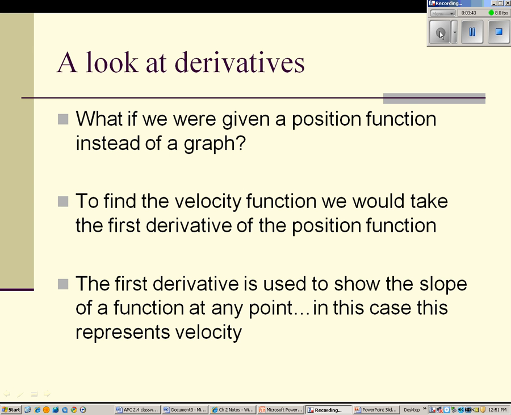So this last sentence says the first derivative is used to show the slope of a function at any point. In this case, it represents velocity. We take the first derivative of a position function or a displacement versus time function, and you will get velocity.